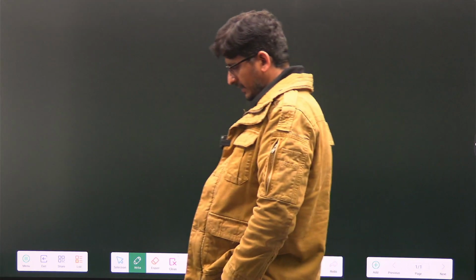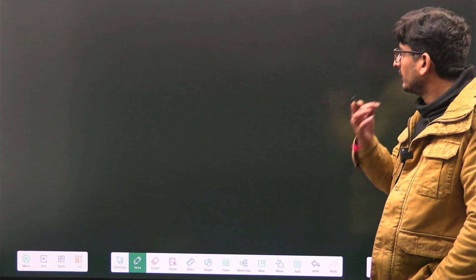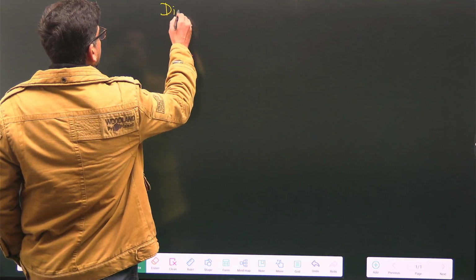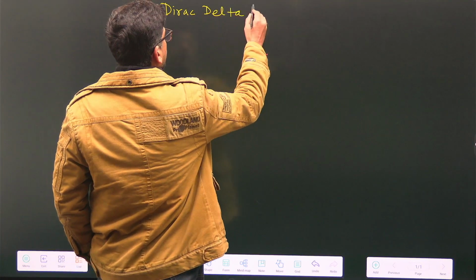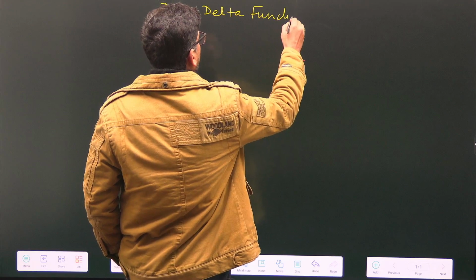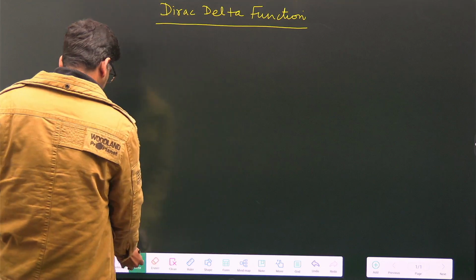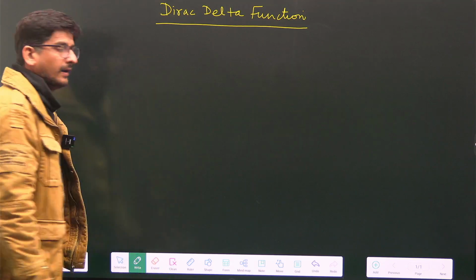So in mathematical physics, we have a very important concept that we use in different topics and in different chapters, and that is known as the Dirac delta function.